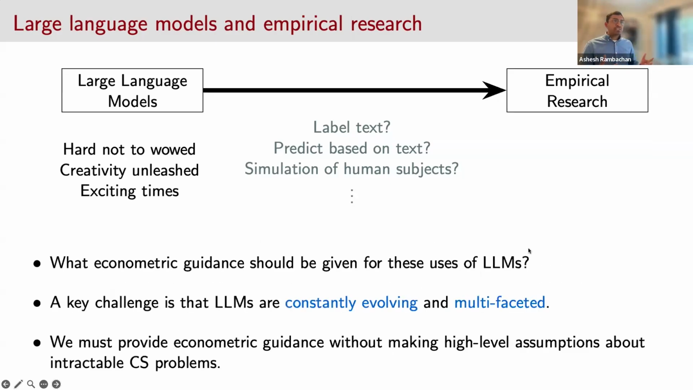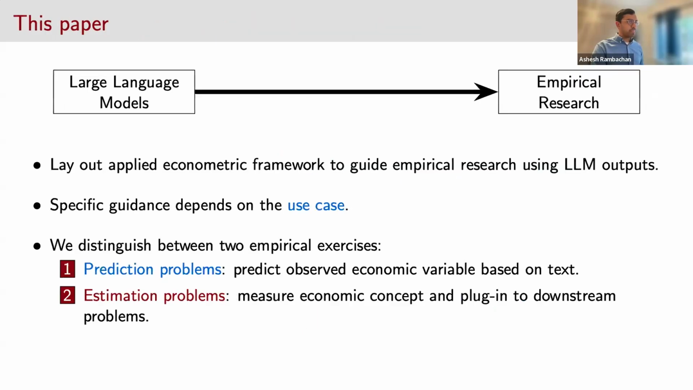I think the core challenge in answering this question is that large language models themselves are extremely complex, constantly evolving, and multifaceted algorithms. As a result, when we try to think about building an econometric framework for using large language models to answer empirical questions, we have to do so with a degree of humility, without mistakenly making high-level assumptions about intractable problems in computer science and machine learning.